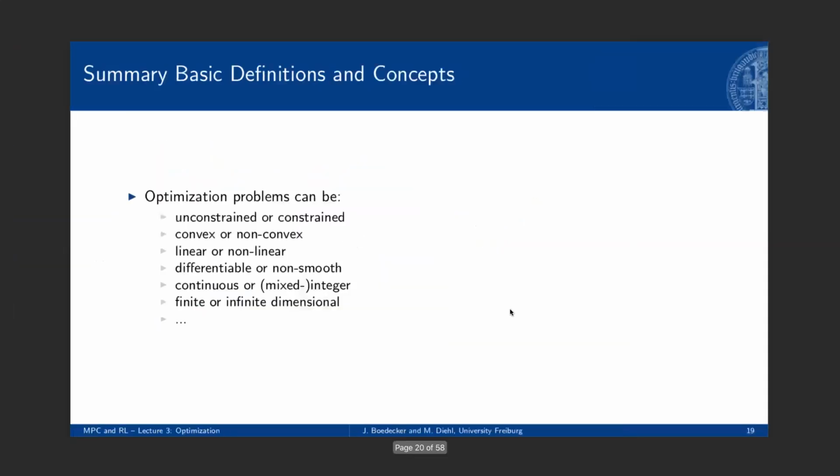So to summarize what we have just touched on, please keep in mind, optimization problems can be unconstrained or constrained. They can be convex or non-convex. They can be linear or non-linear, differentiable or non-smooth, continuous or mixed integer, finite or infinite dimensional. So the dimensionality of the search space could also be infinite dimensional. And I want to directly go into six classes just to get a bit of an idea of what is out there.